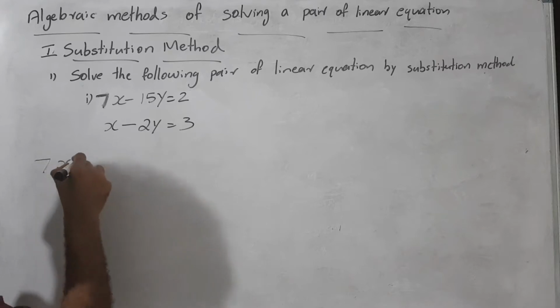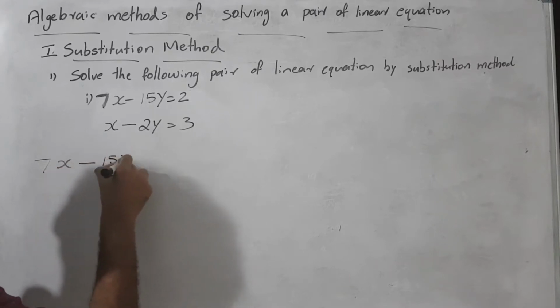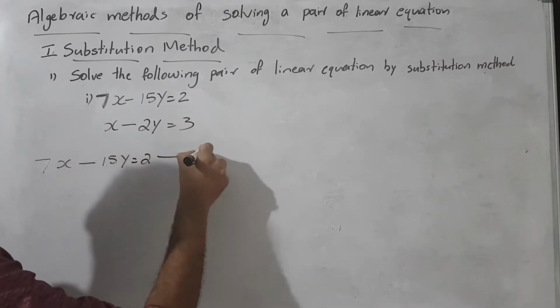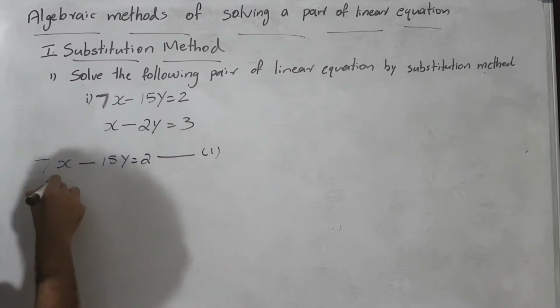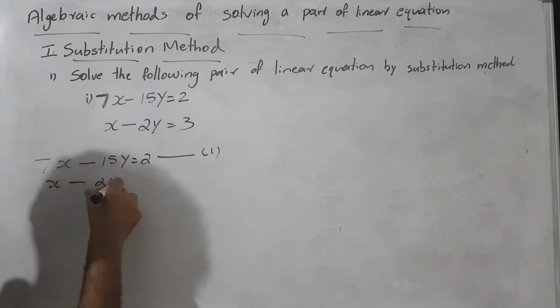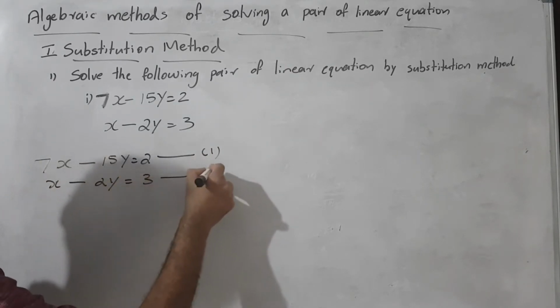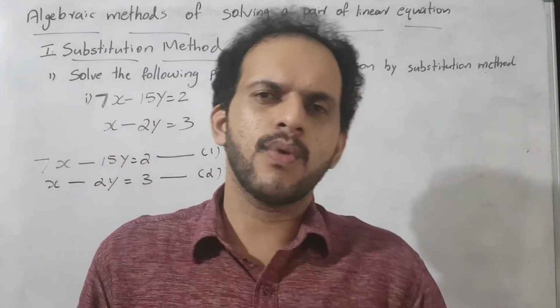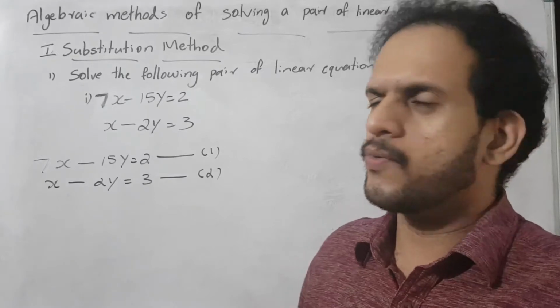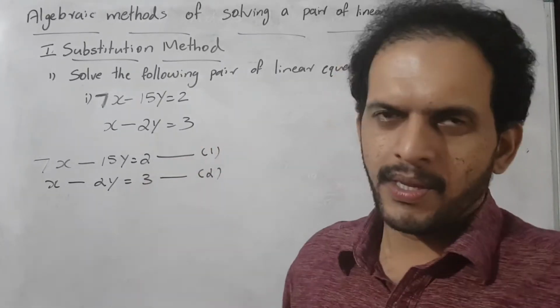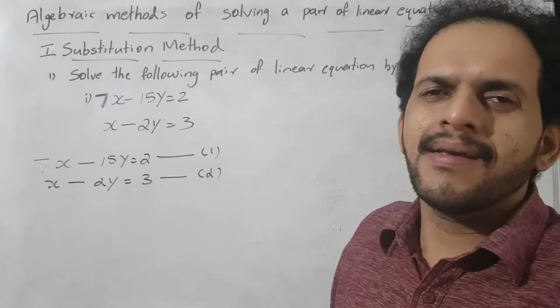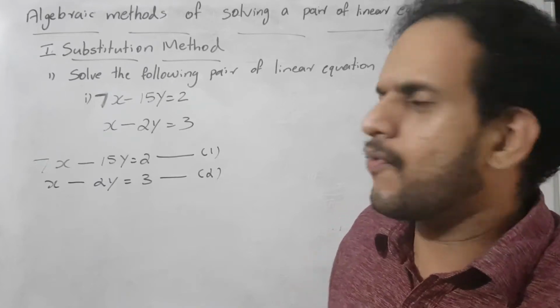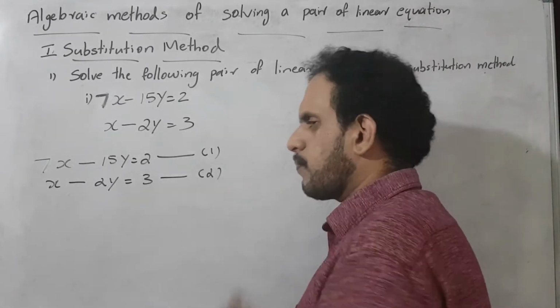In the first question, the equation 7x minus 15y is equal to 2 is equation 1. x minus 2y is equal to 3 is equation 2. Next, we need to convert in the form of x is equal to or y is equal to, from equation 1 or 2. Here I am making x is equal to form by using equation 2.